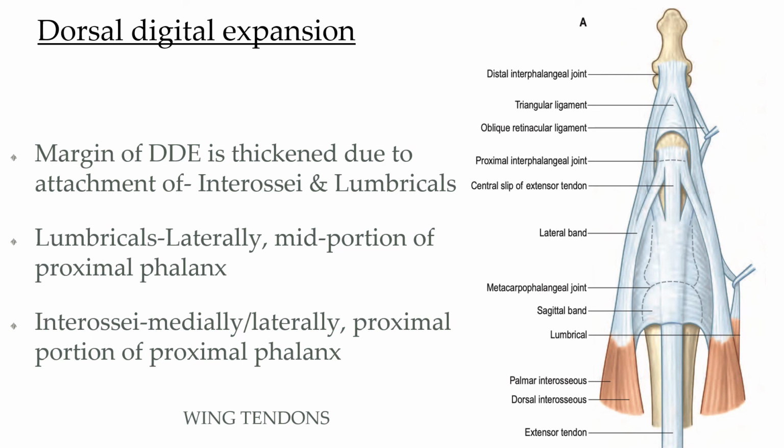The two boundaries of the dorsal digital expansion are thickened because of the attachment of lumbricals and interossei. Lumbricals merge with the borders of the triangular dorsal digital expansion from the lateral side at the level of middle of the proximal phalanx, whereas the interossei merge with the boundaries of dorsal digital expansion either from the medial side or from the lateral side, and the level at which the interossei merge is near the base of proximal phalanx. The tendons of lumbrical, dorsal interossei and palmar interossei are referred to as wing tendons.